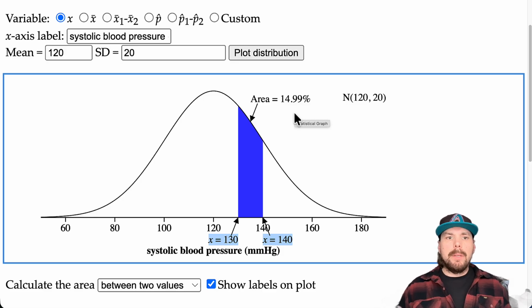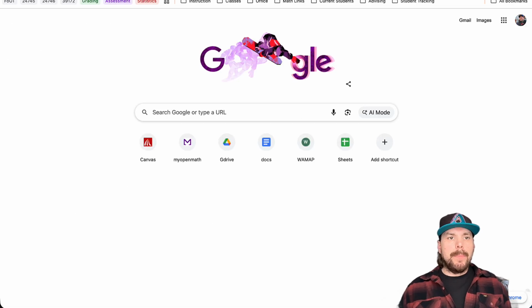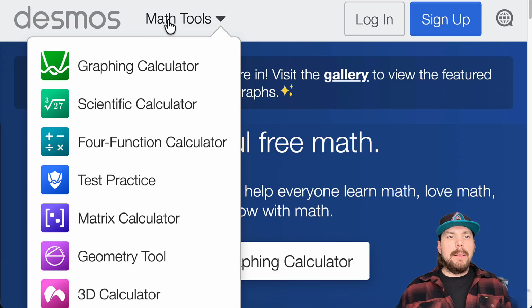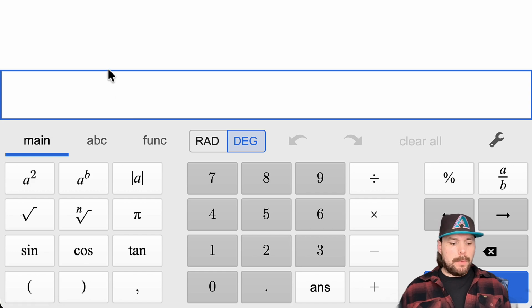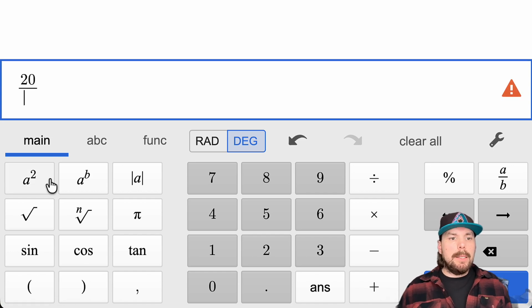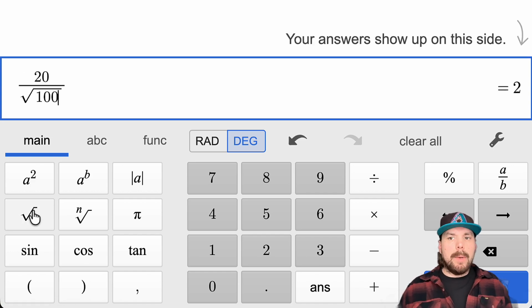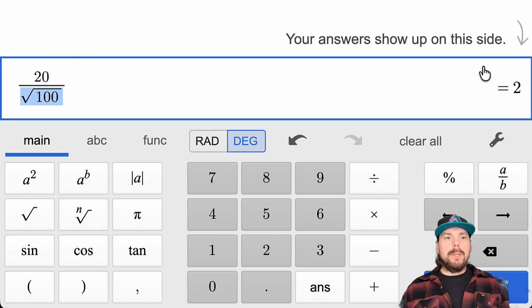Okay, well, what happens if we take a sample of 100 people and we get the same mean and same standard deviation? Well, we talk about standard error in statistics. Standard error is standard deviation divided by square root of n. So if we take the standard deviation of 20 divided by square root of 100, well, square root of 100 is just 10, so 20 divided by 10 is 2.